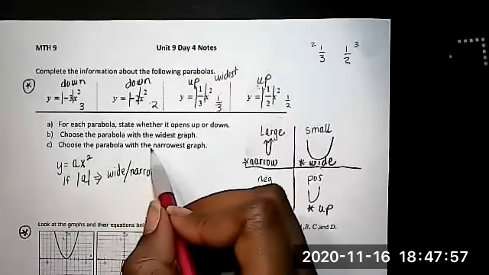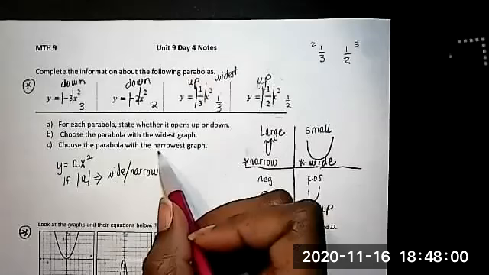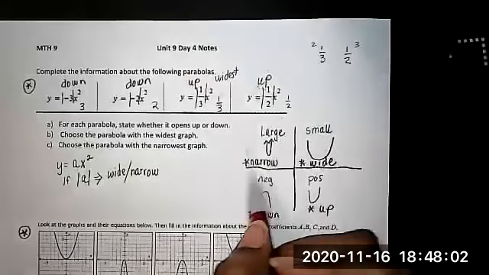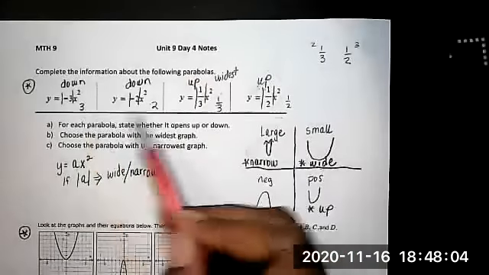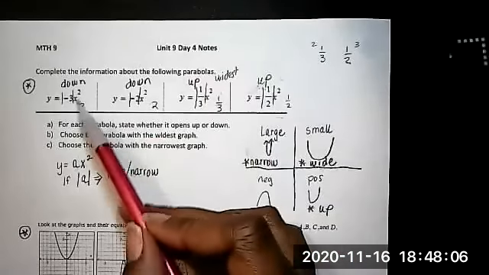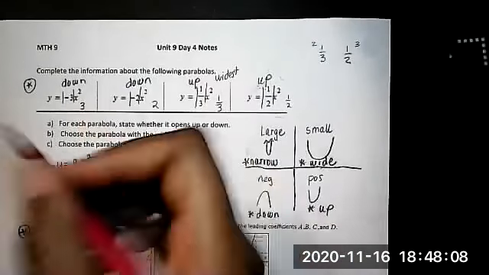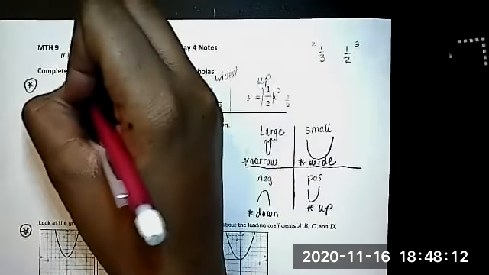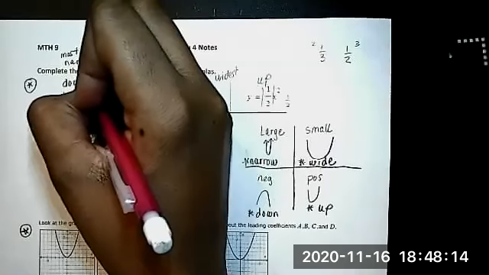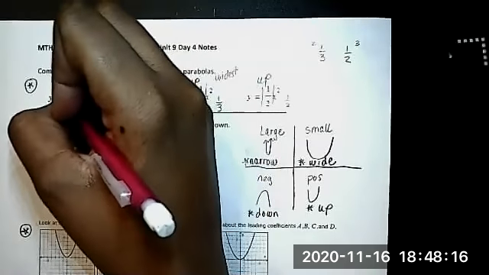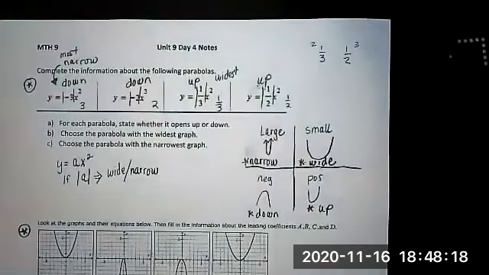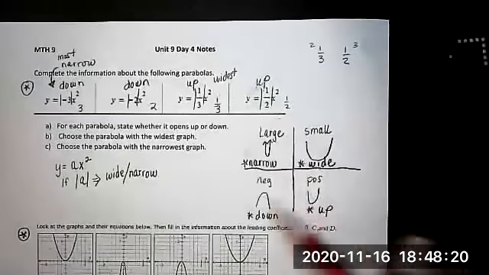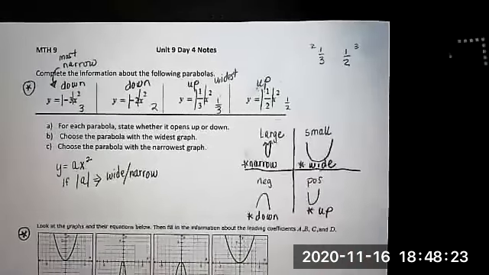And then choose the parabola with the narrowest graph. And we said the narrow one would be the biggest number. Our biggest number when we take the absolute value is 3. So this one would be our narrowest, the most narrow, would be this one here. All right, so following our rules is important, and going back to these rules is important.